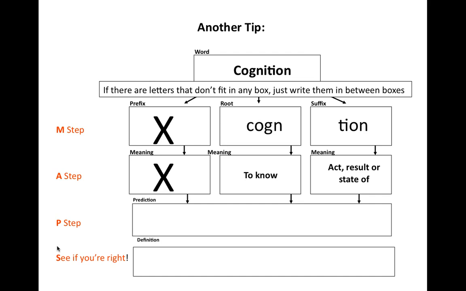But there is the letter I in the word that didn't go in either the suffix box or the root box. I am going to place that I right in between the boxes. It is probably in the word to make pronunciation easier by connecting the root cogn with the shun suffix. The word is pronounced cognition.